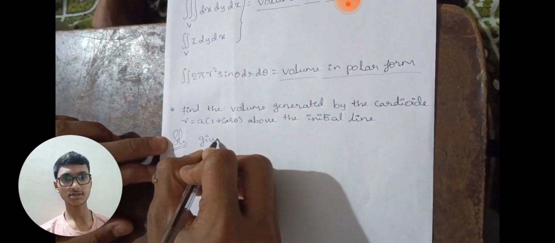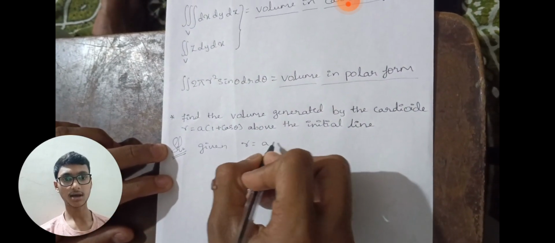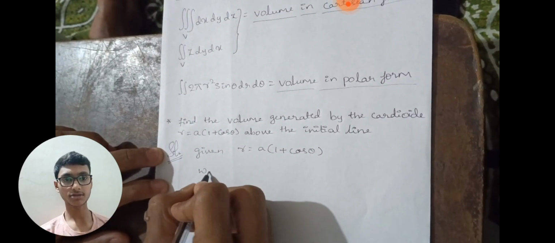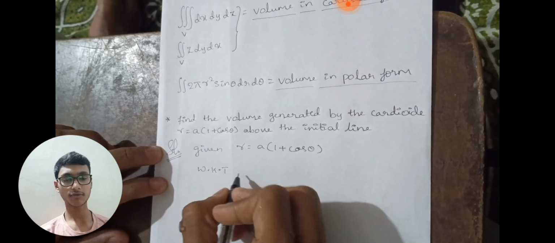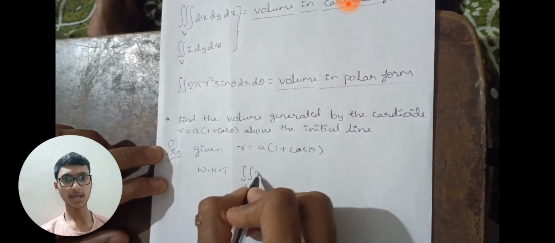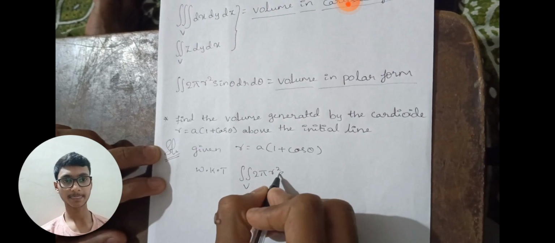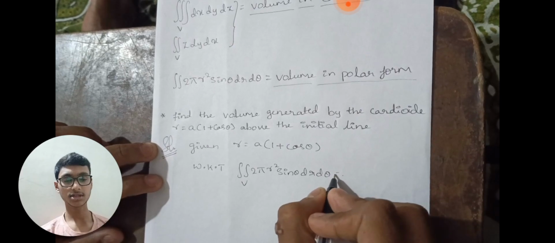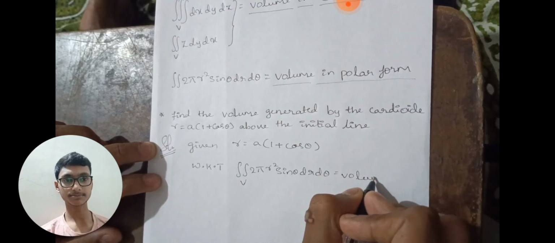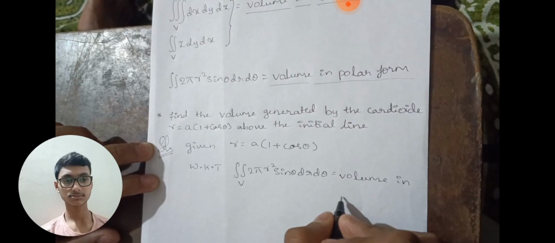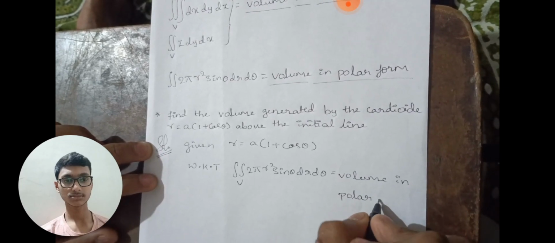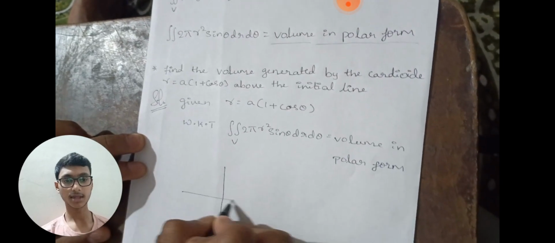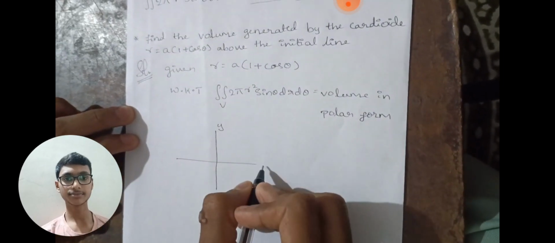So for the first question, find the volume generated by the cardioid r is equal to a of 1 plus cos theta above the initial line. Given r is equal to a of 1 plus cos theta. We know that volume in polar form is double integration 2 pi r square sin theta dr d theta. So this is the formula for volume in polar form. Therefore, V is equal to. Now let us draw a rough diagram of a cardioid.